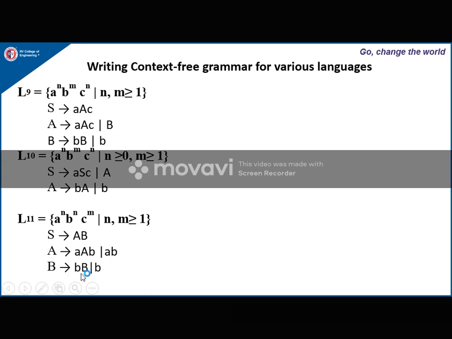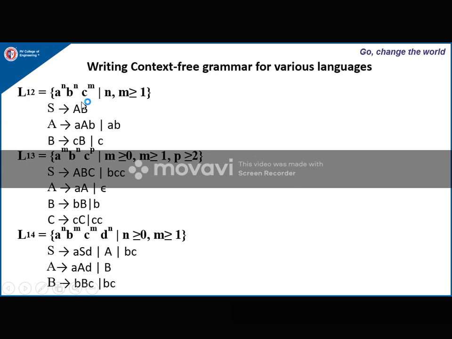B derives cB or c. Again, because your m should be greater than or equal to 1, it has to be c. If it is 0, then it will be empty also, epsilon.